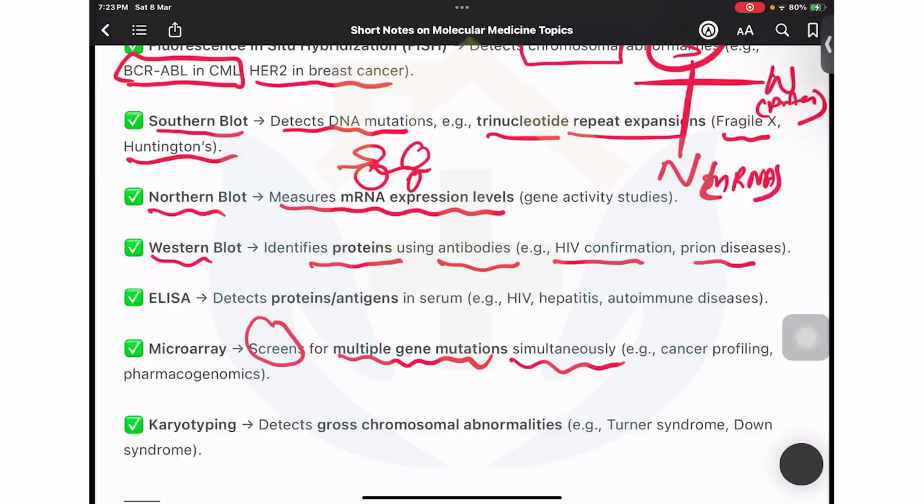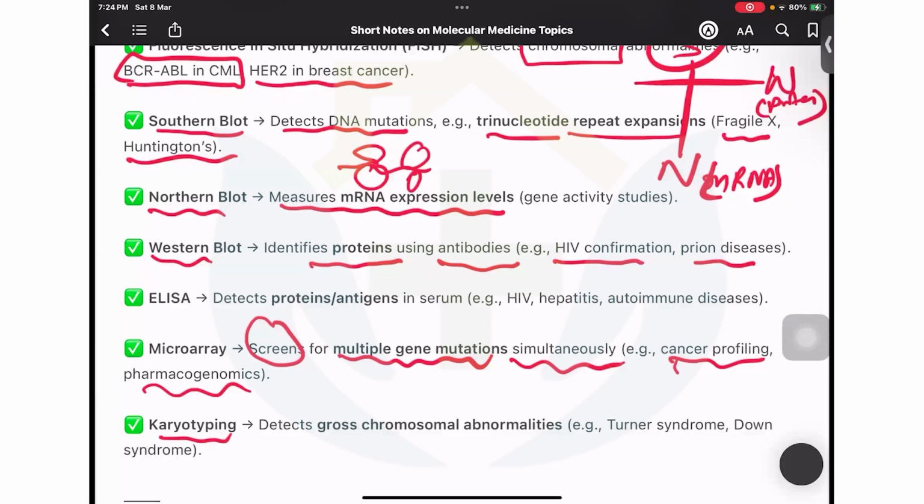So let us say you have a cell, a tissue in the breast, which you want to diagnose for the presence of gene for HER2/neu, for estrogen receptor, for progesterone receptor, ER PR. Then how do you do that? You screen them with microarray. Multiple gene mutations like BRCA1, BRCA2, simultaneously you can test with the microarray test. For example, cancer profiling and using them in pharmacogenomics. Nowadays, it is an upcoming branch where the drugs will be synthesized as per the individual's genetic makeup.